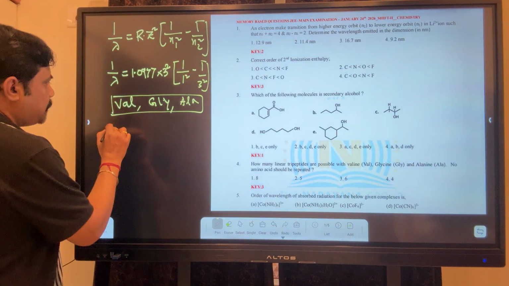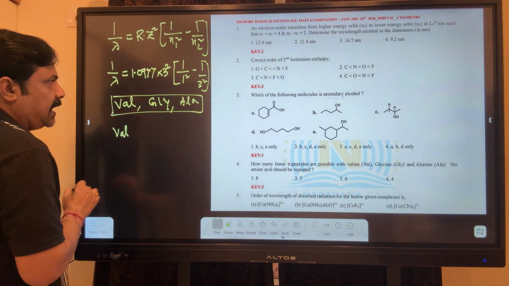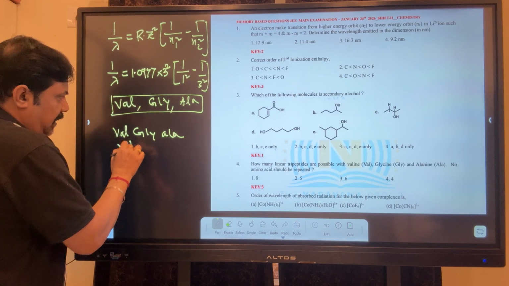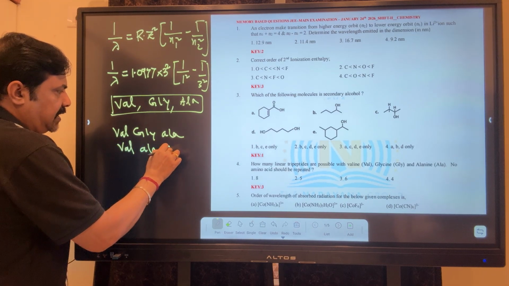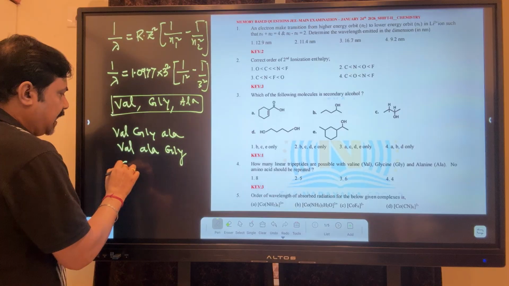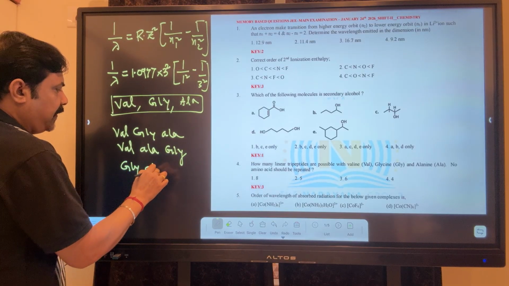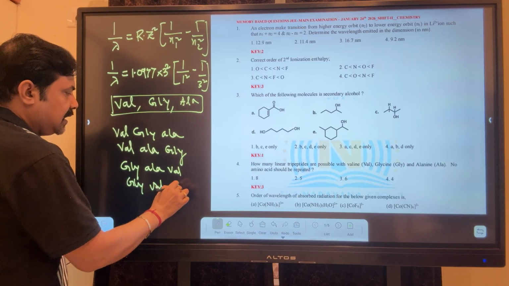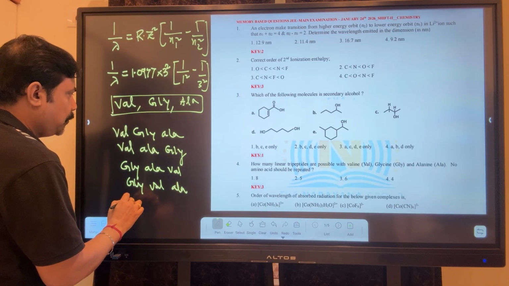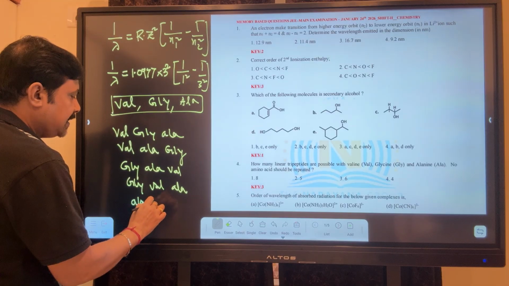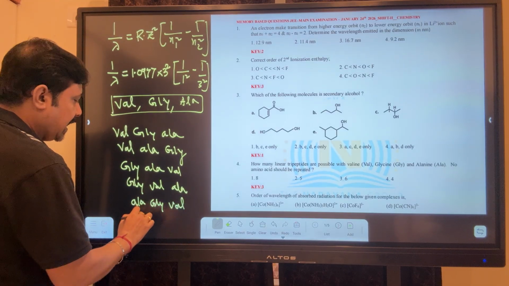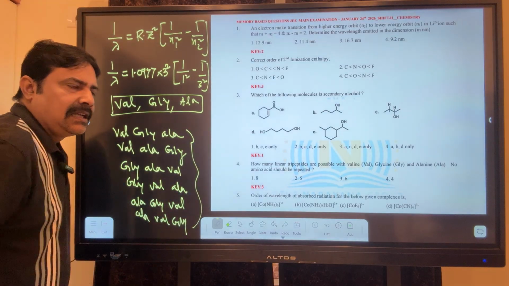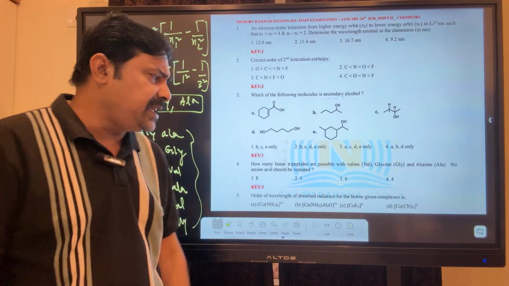Then, the first possibility: valine at the terminal, then glycine alanine combination, this is one. Then valine terminal fixed, another possibility is alanine glycine. In the same way, glycine I keep at one terminal, then alanine valine is possible. Then the next possibility is glycine valine alanine. Then alanine at the left terminal, glycine valine and also alanine valine glycine. So these 6 combinations are possible. That's why the third option is right. Your answer will be 6.